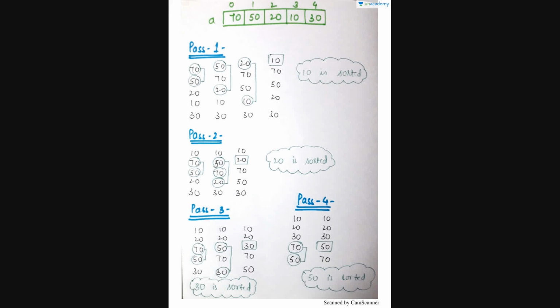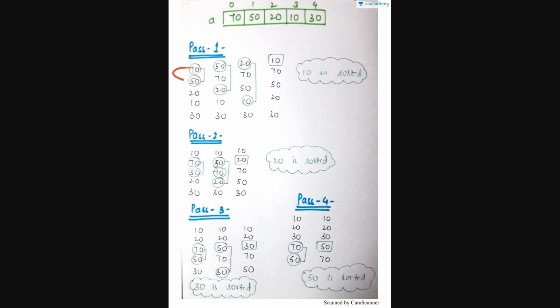Here the example A is 70, 50, 20, 10 and 30. So first we have to write pass one and we have to write this sequence as it is. Then we have to check. The first element over here is 70. So we have to choose that, and after 70 we have to check for its smaller element. The smaller element over here is 50. So we have to swap these two. That is, 50 will go into the place of 70 and 70 will come into the place of 50.